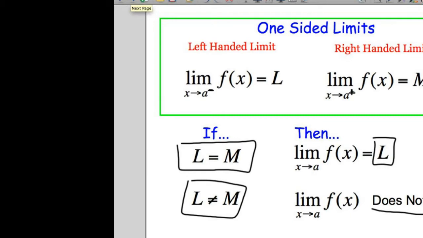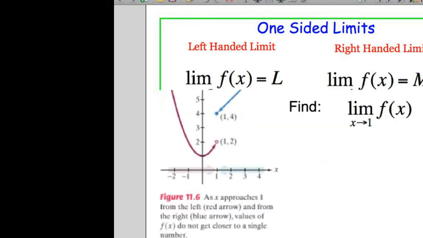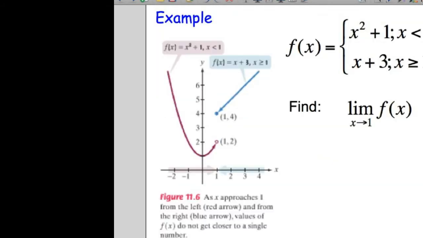The limit does not exist if the limit from both directions does not, in fact, equal one another. So you're going to see an example of that in just a moment. This is what we call a piecewise function. A piecewise function says, here's the function when x is less than 1. Okay, but when x becomes 1 or greater than 1, then we're going to use this function.